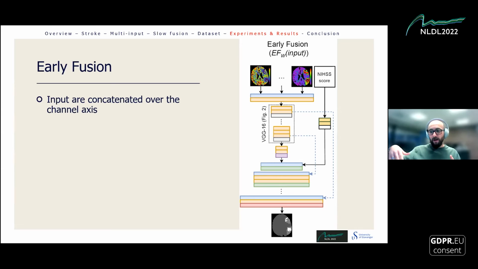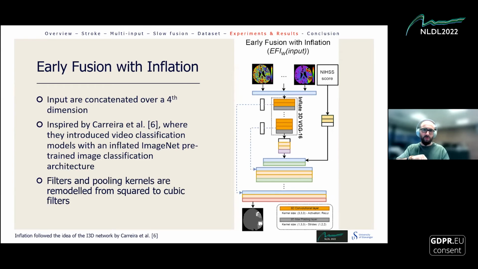So this follows more of a normal UNet structure, while in the early fusion with inflation approach, the inputs are concatenated over a fourth dimension. This idea followed the I3D network by Carreira et al., where they introduced in their research a video classification model with an inflated ImageNet image classification architecture. What they did is remodel all the filter and pooling kernels from square to cubic, so they create a kind of 3D VGG16 for their convolutional part.